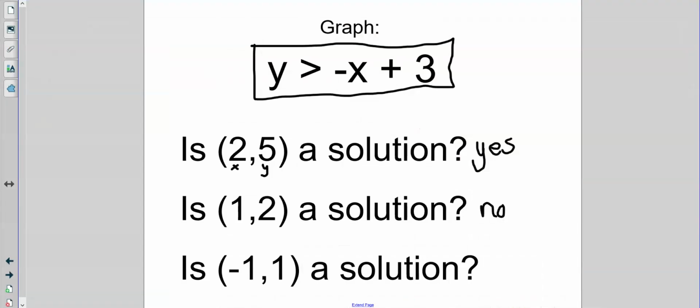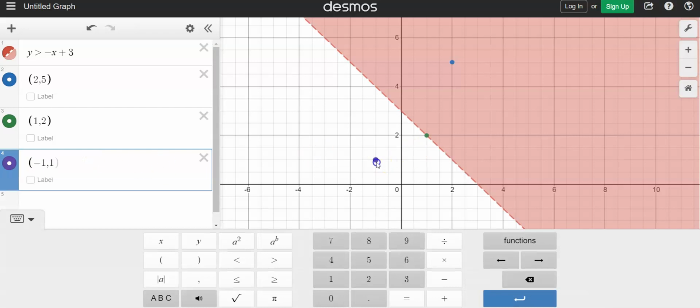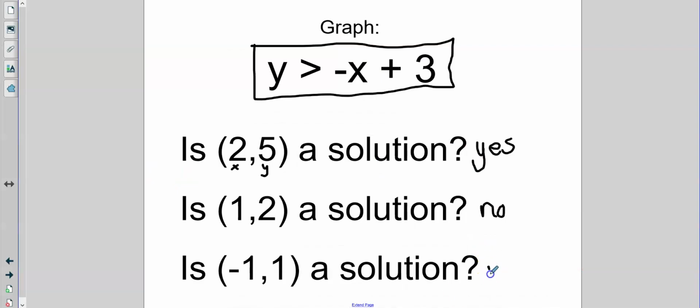And then the last point that we need to ask ourselves about is negative 1, 1. And so again, you can type that in, negative 1, 1. And notice that that point is way over here. It is not greater than the line. It is not included in the shaded area, and so it is not a solution to this graph.